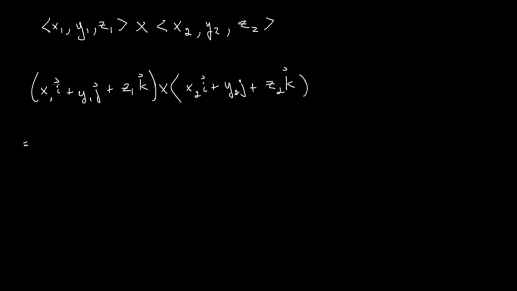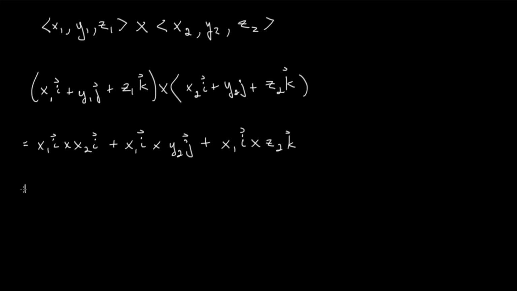All right, we are going to look at the cross product of every combination of the elements of these two vectors. So we're going to have x1 i cross with x2 i. But we're also going to look at x1 i crossed with y2 j and x1 i crossed with z2 k. I'm going to keep going, but I'm going to go down a line because I see that I'm going to run out of room. I'm going to have 6 more terms.